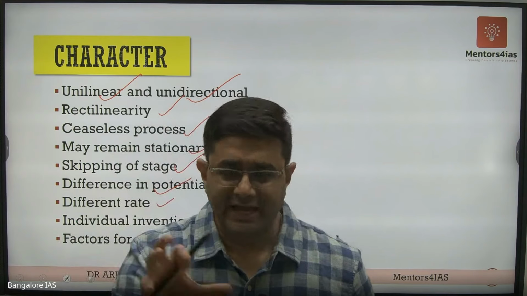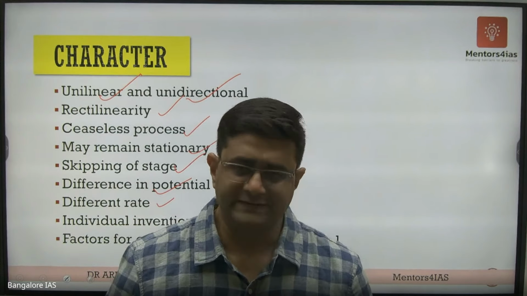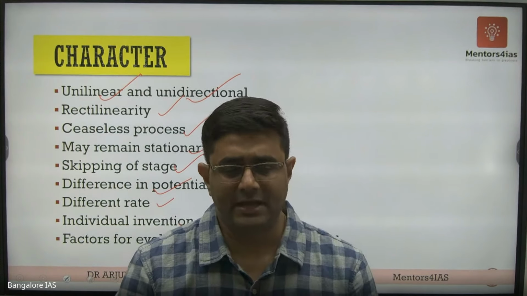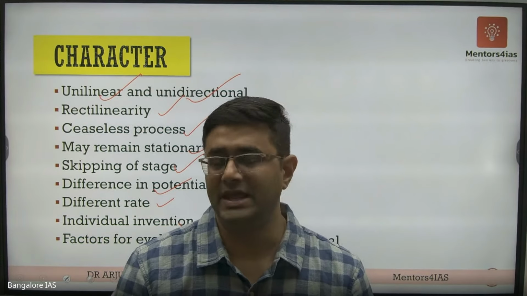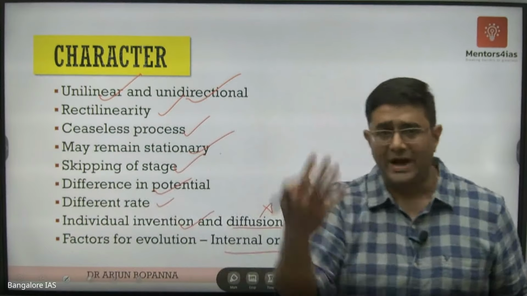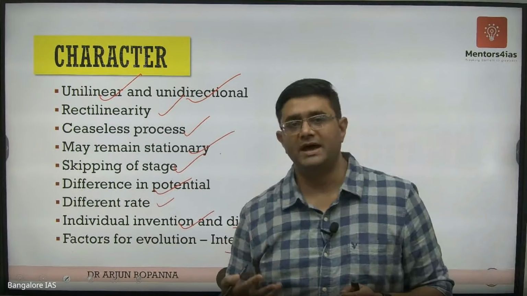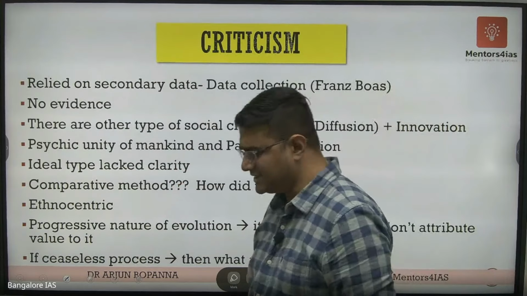See, all these ideas have to be brought in when you write your answers. So for example, if they are very specific and ask you about the evolution of marriage as an institution, or evolution of family as an institution, you need to bring these ideas while explaining the evolution of marriage or kinship and other things. Right, so these are the characteristics. And then there is criticism.